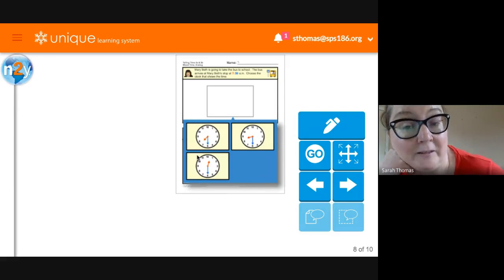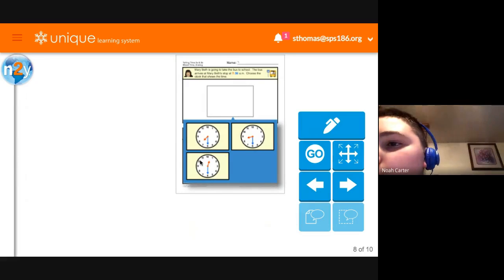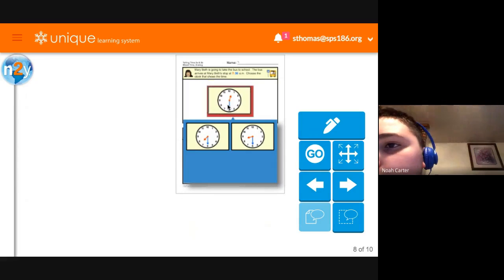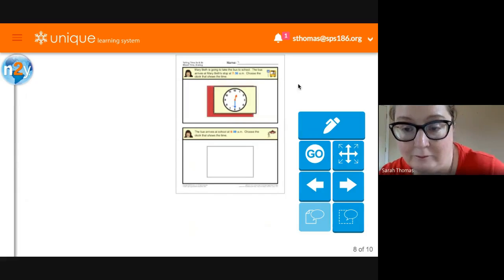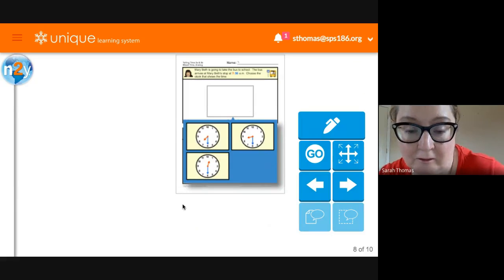So Mary Beth is going to school. The bus arrives at Mary Beth's house at 7:30. Which clock shows the time? A, B, or C? C. Okay, so remember we want to look for the little hand.